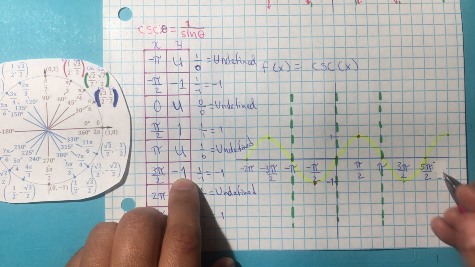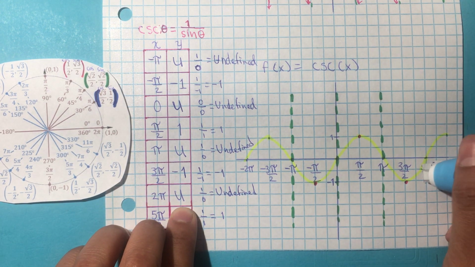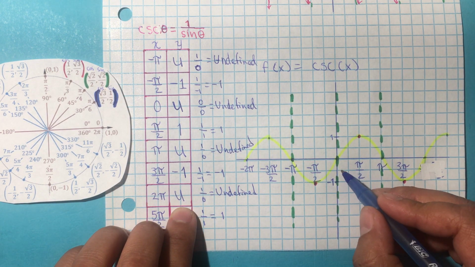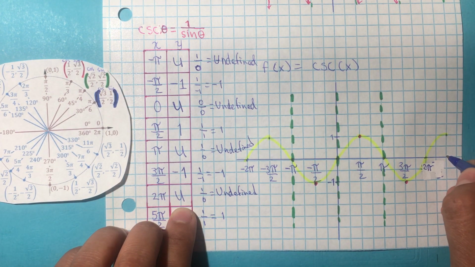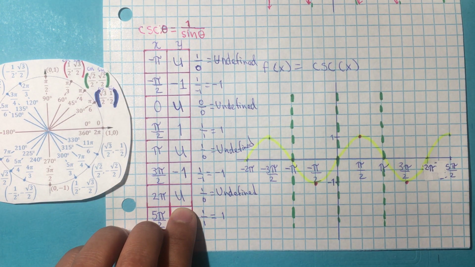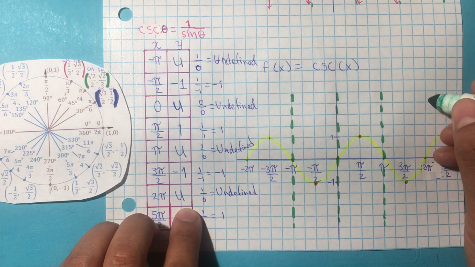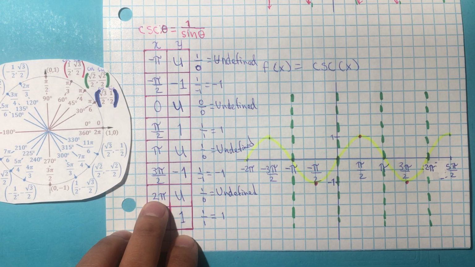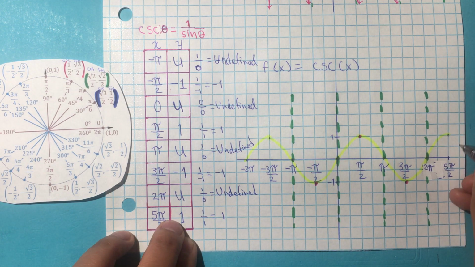3 pi over 2 is -1. That's the low. 2 pi is undefined, and no wonder I was confused when I was doing this part. So in here you have pi, just keep 1, and then you have 2 pi. So the 5/2 would be actually in here. 5 pi over 2, or 5/2 of pi, it's right there. Okay, so 2 pi is undefined, it's right here. And for 5 pi over 2, or 5/2 of pi, you have 1.